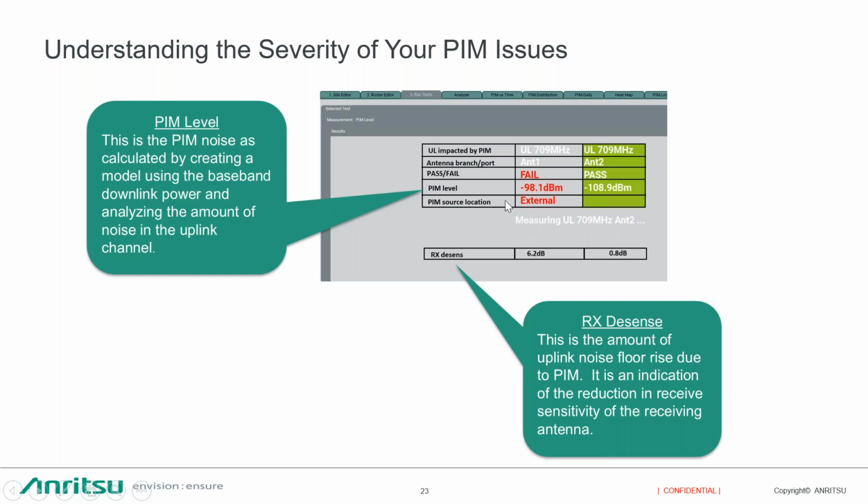It identifies the PIM source as external versus internal. And this is a different way of looking at PIM, and it goes a little bit lower than a KPI number, so the RX desense. So in the uplink, how much is my antenna desensitized according to noise floor rise that's due to PIM? So it's a pretty useful number when you get down to looking at KPIs at the next level, seeing how much desensitization you've experienced according to PIM.